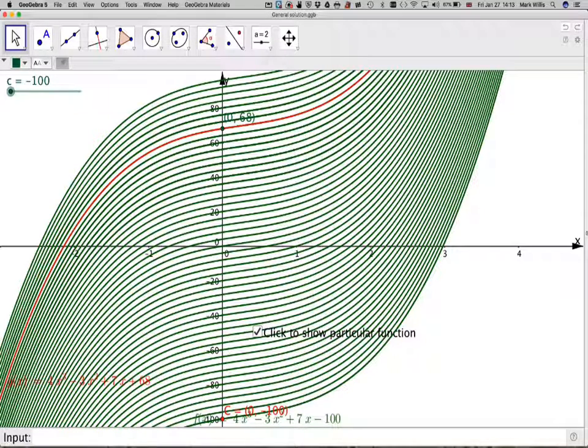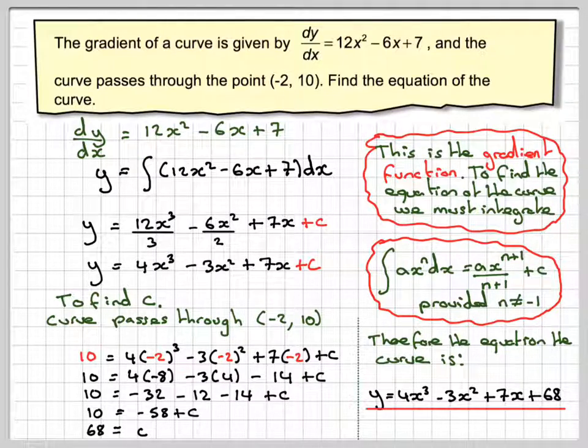Those are all the ones with y being between minus 100 and 100, going up in steps of 4. Okay, so final solution, y is equal to 4x cubed minus 3x squared plus 7x plus 68.